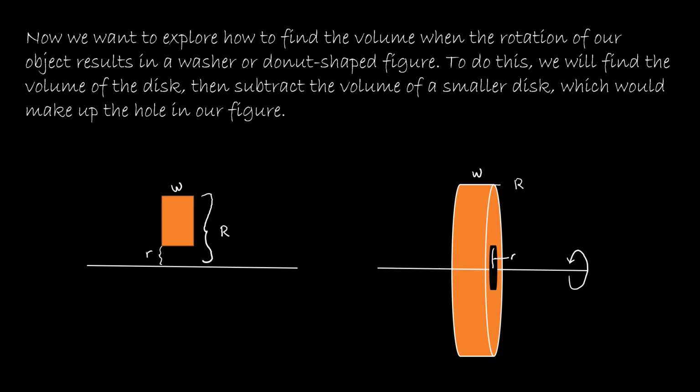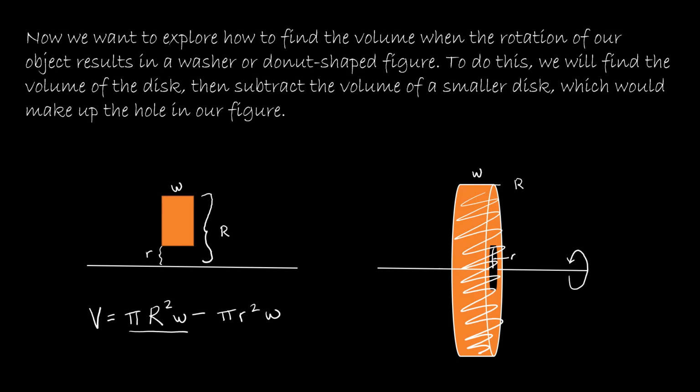So now if this was just a regular washer, like in this case, we would find the volume by taking pi R squared W, sorry about that, pi R squared W, and then we would subtract pi little r squared W. So I would be taking the first value, which would give me all of this including the hole, and then we would simply subtract out the hole.